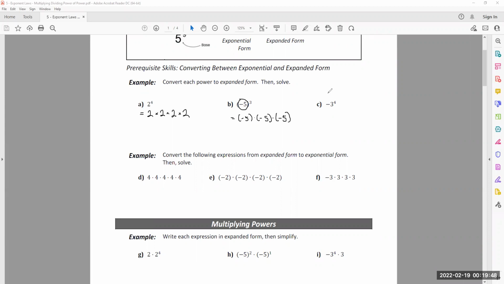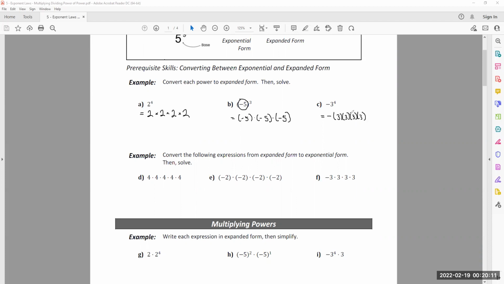C, however, this is what some people still made a mistake on during the quiz. You have to assume that by BEDMAS, the exponent comes before a multiplication or a subtraction or whatever that might be. Okay, so the answer to this is -3 multiplied by itself 4 times.